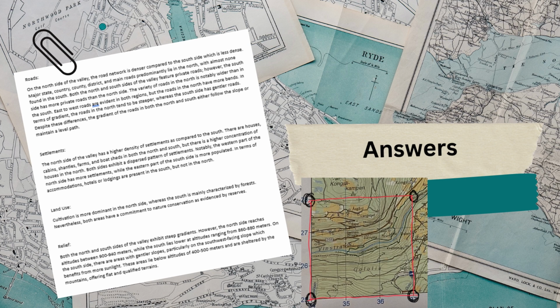Land use. Cultivation is more dominant in the north side, whereas the south is mainly characterized by forests. Nevertheless, both areas have a commitment to nature conservation as evidenced by reserves. Relief. Both the north and south sides of the valley exhibit steep gradients. However, the north side reaches altitudes between 900 to 940 meters, while the south lies lower at altitudes ranging from 860 to 880 meters. On the south side, there are areas with gentler slopes, particularly on the southwest-facing slope which benefits from more sunlight.